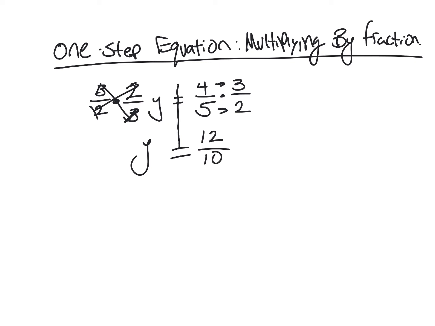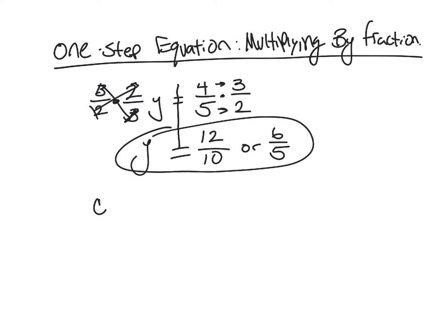Now I have what we could call an improper fraction, or just a fraction form. The numerator is greater than the denominator. So I could change this into a mixed number, but I'm going to leave it like this because it's going to make my check easier. But we could simplify this fraction to 6/5 if we wanted to. So that's my answer right now, but now I'm going to check it.